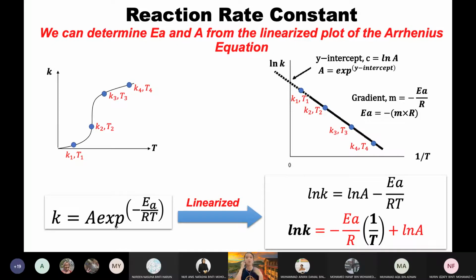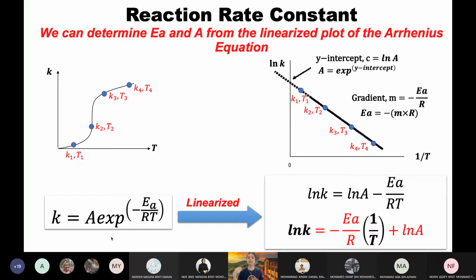So M is your slope or your gradient, and your C is your pintasan Y lah, your y-intercept. Okay. So kalau kamu tengok equation Arrhenius yang original ni bukan dalam bentuk Y equals to mx plus C. So kita tak boleh, kalau kita plot graph guna equation ni, kita takkan dapat graph yang linear. Okay, so how do we linearize the equation?